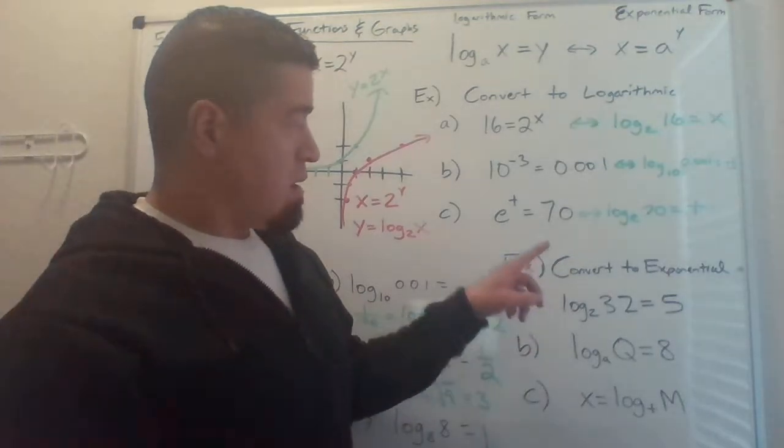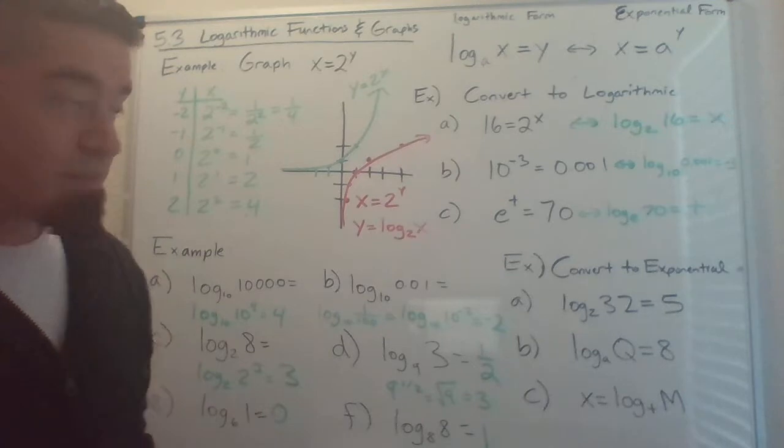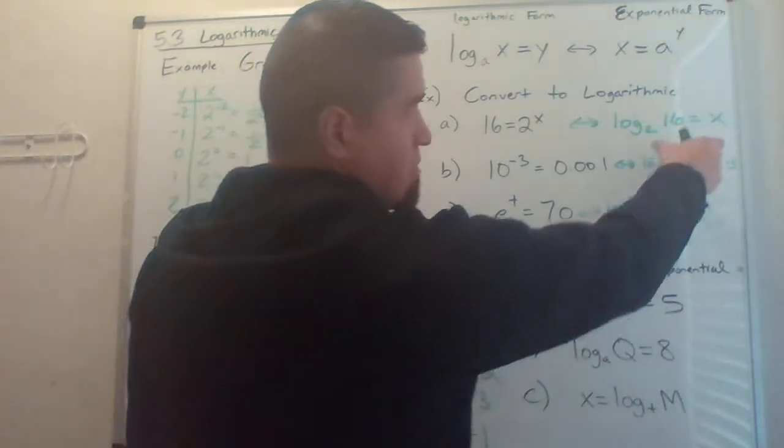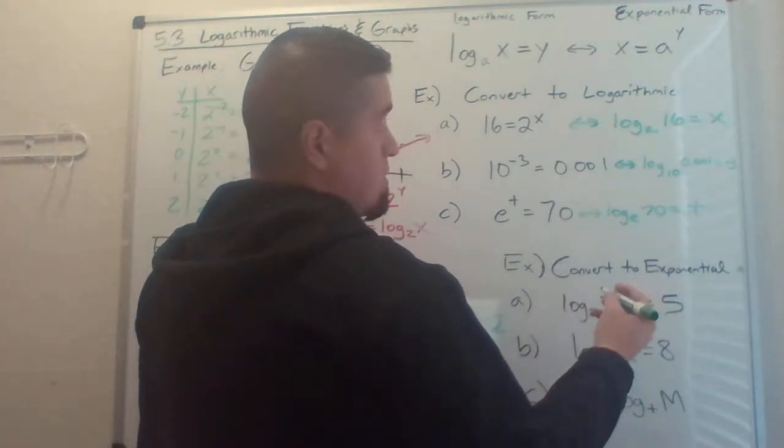Now, this asks us to convert to exponential form. Okay, so we're going to do it in reverse. So now it's like we're starting here and we're going back this way. But I'm going to do it in a similar way.